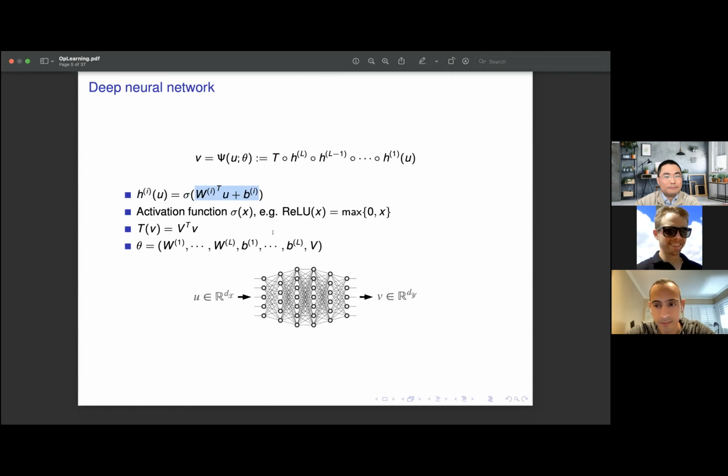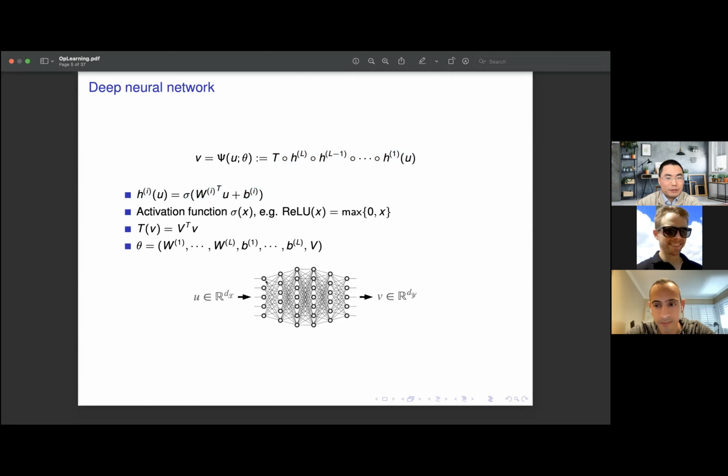We can use some figure, for example, the figure here, to visualize the computational flow in the mathematical formula here. Given an input vector U, we apply a sequence of linear transformations and a sequence of nonlinear activation functions. Then finally, we have an output vector V.